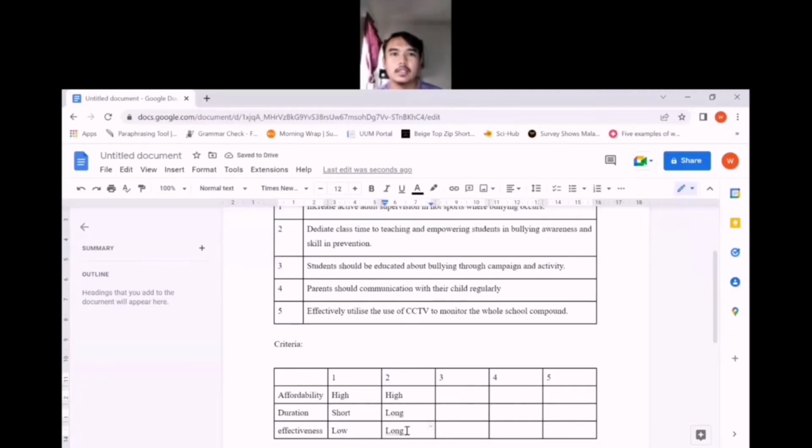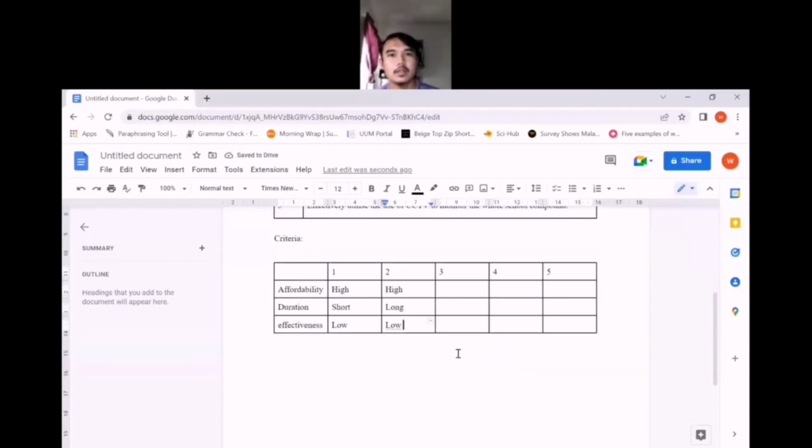Then for the effectiveness of the second solution, I think it will be low efficiency. This is because both teacher and student do not have time after school, and they also have work to do after school. The hard contribution for the teacher to dedicate a class and the student to attend the class will make the solution low efficiency.